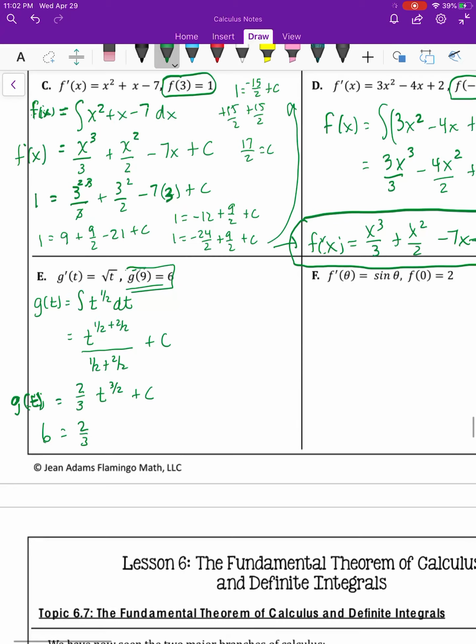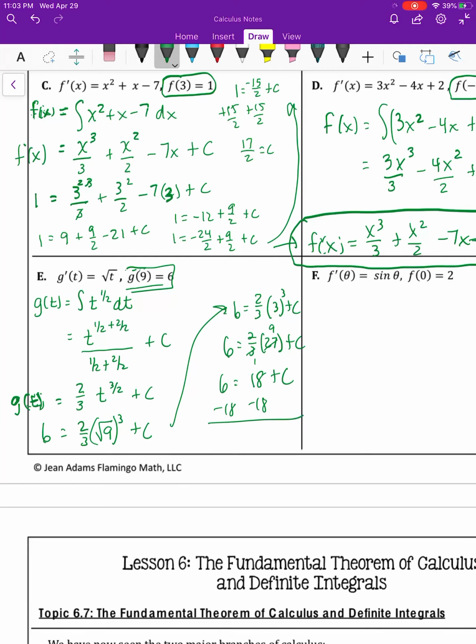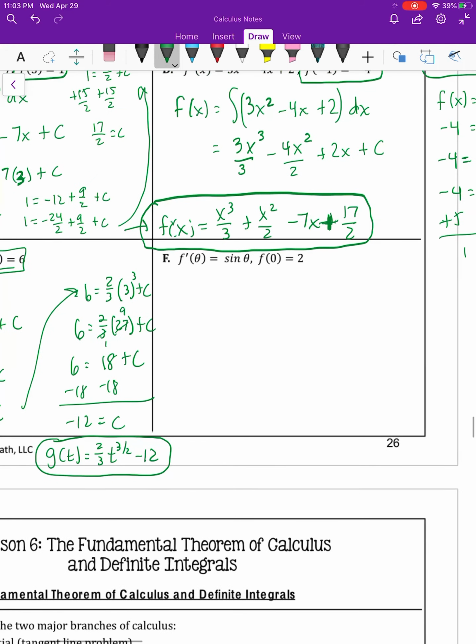And they gave us that g of 9 is 6. And so 6 equals 2/3, and then this would be the square root of 9 to the 3rd power plus c. So 6 equals, this is going to be 2/3 times 3 to the 3rd plus c. 6 equals 2/3 times 27 plus c. Divide by 3, I get 1. Divide by 3, I get 9. 6 equals 18 plus c. So if I subtract 18, I'm left with -12. And so my specific solution, g of t, is equal to 2/3 t to the 3/2 minus 12.